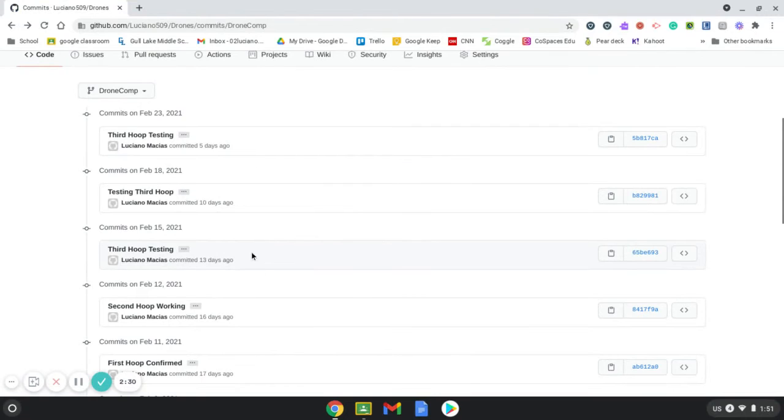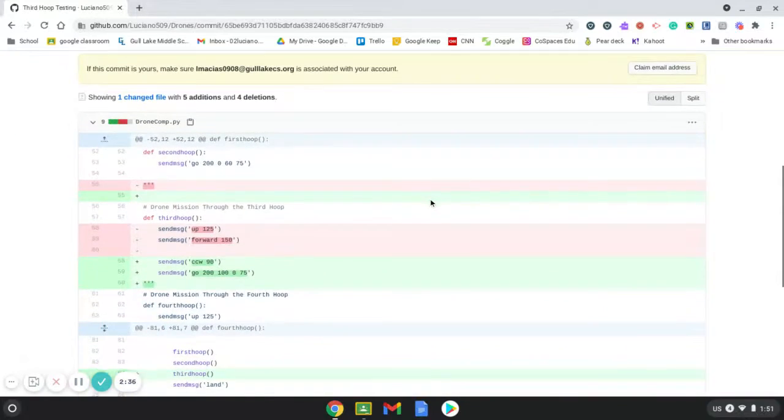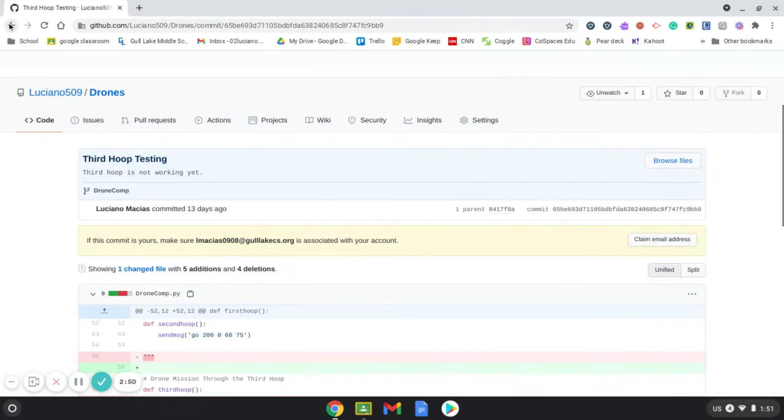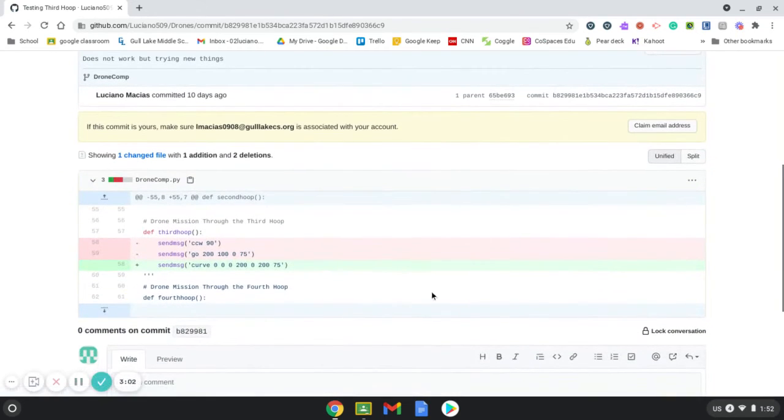So we were just trying to get the third hoop to work for a while. Let's see here. Third hoop. Right there. For the third hoop, originally we tried to have it curve on its own. But after a while, once we looked at the guide and commands for it, we found the curve command, which is x1, y1, z1, x2, y2, z2, and then speed at the end.